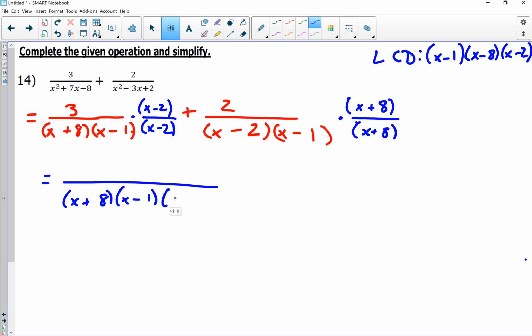And then again, I want to see if this 5x plus 10 has a common factor or any sort of factor that might cancel with our denominator. So I'd try and factor that. I can. There's a common factor of 5. And I get x plus 2. And I might be tempted to cancel with the x minus 2, but they don't really match, right?